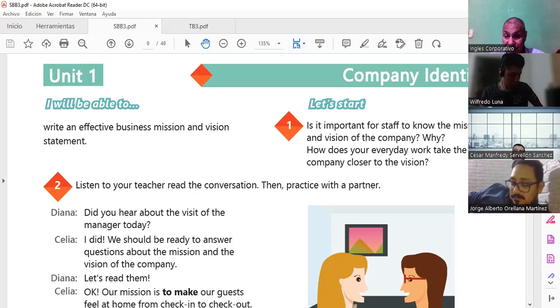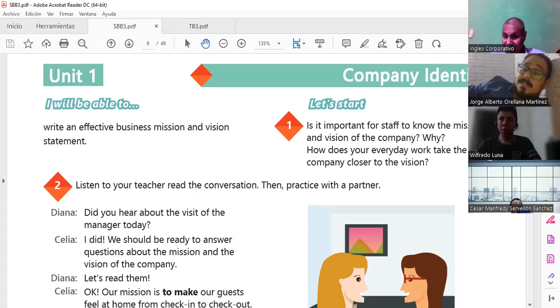Very good, excellent. And Jorge Alberto, do you think that it's important for you as an employee to know the mission and the vision of the company? Yes, teacher, because the employee, bueno, en español se lo diré. Okay. Sí, es muy importante que el empleado conozca la misión y la visión de la empresa para sentirse uno con la empresa.